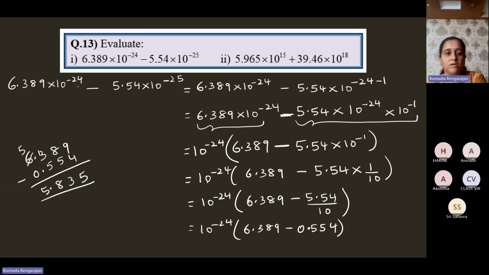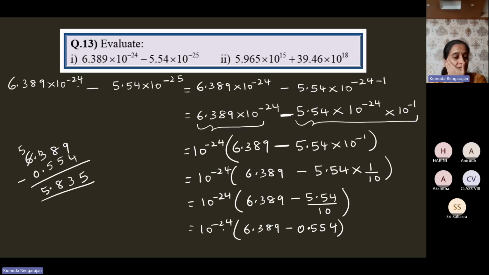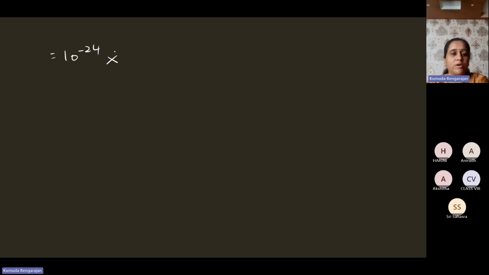Okay, so we have 10 to the power minus 24 outside the bracket. And what is this difference? We just subtracted; this difference is 5.835. So 10 to the power minus 24 into 5.835. Now just write it like this: 5.835 into 10 to the power minus 24.